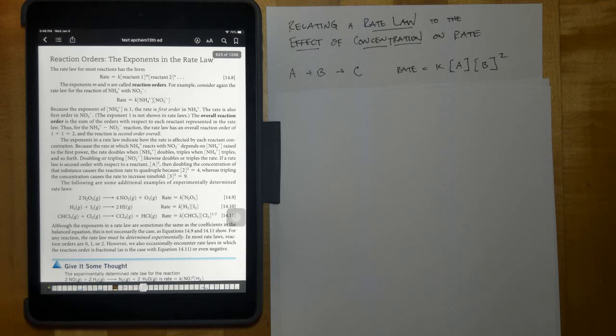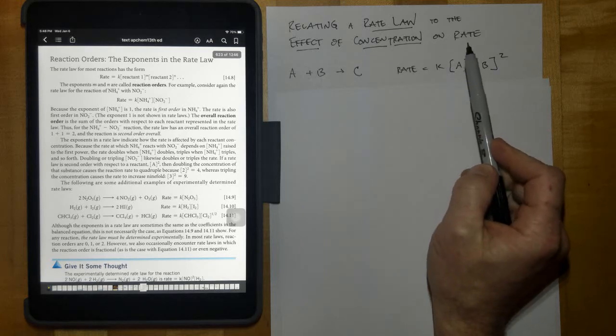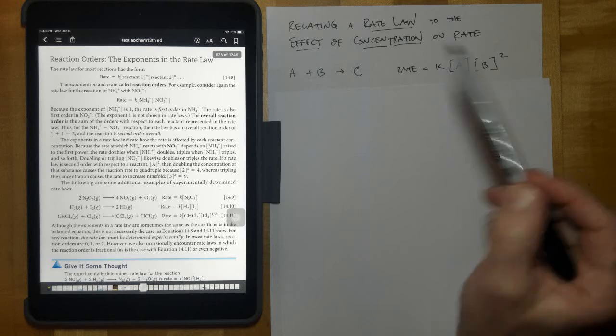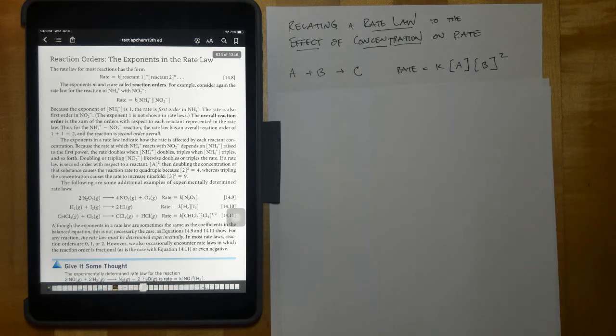Alright, this is the second video on how concentration affects the rate, or the speed, of a reaction. In this one, we're going to take a look at an example problem where we relate a rate law to the effect of concentration on rate. So how does this rate law affect what the concentrations of these are on the speed of the actual reaction?